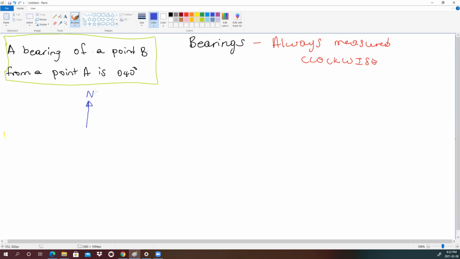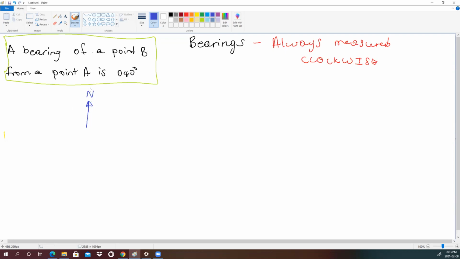Why? Remember that your north line is 000 degrees. That is the start of it. So you have to always draw your north line. Follow me so far? Yes. Notice the question said nothing about a north line, it just said bearing of a point B from point A. And since it's bearing, the first thing I draw is my north line.